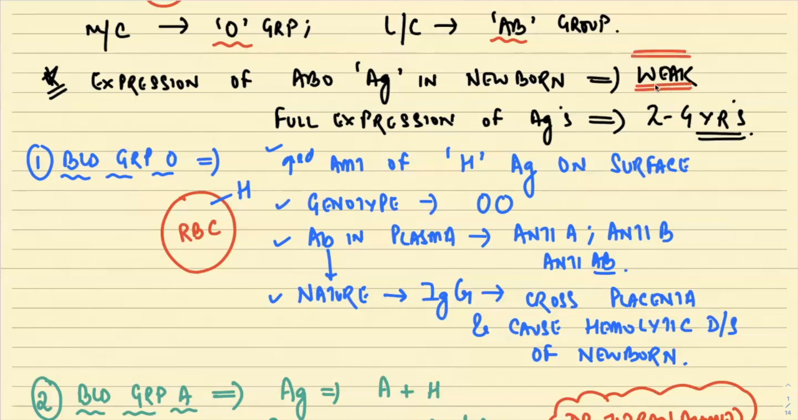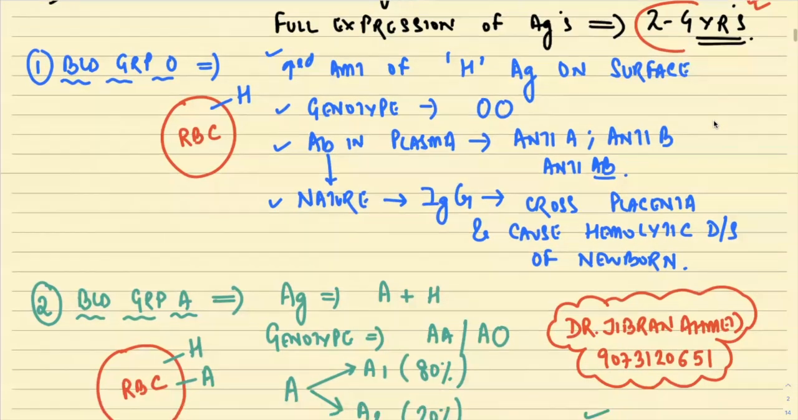Full expression of these A and B antigens, just like in adults, takes approximately 2 to 4 years. So we are going to individually see these blood groups. For the blood group O individual, you tell me which antigen will be present on the RBC surface. There is no A, there is no B antigen. So the only antigen present over here is the H antigen. Is it very clear to everyone? It is the H antigen.